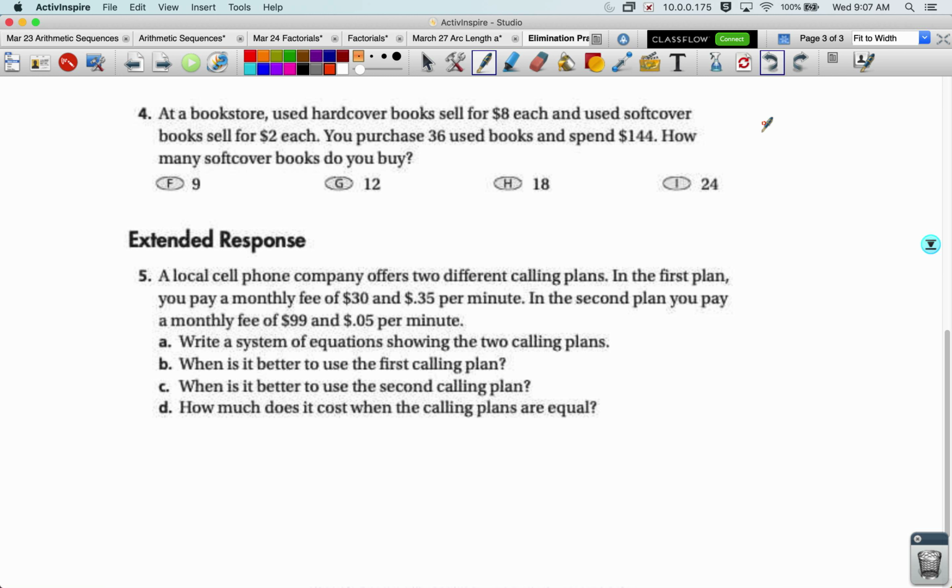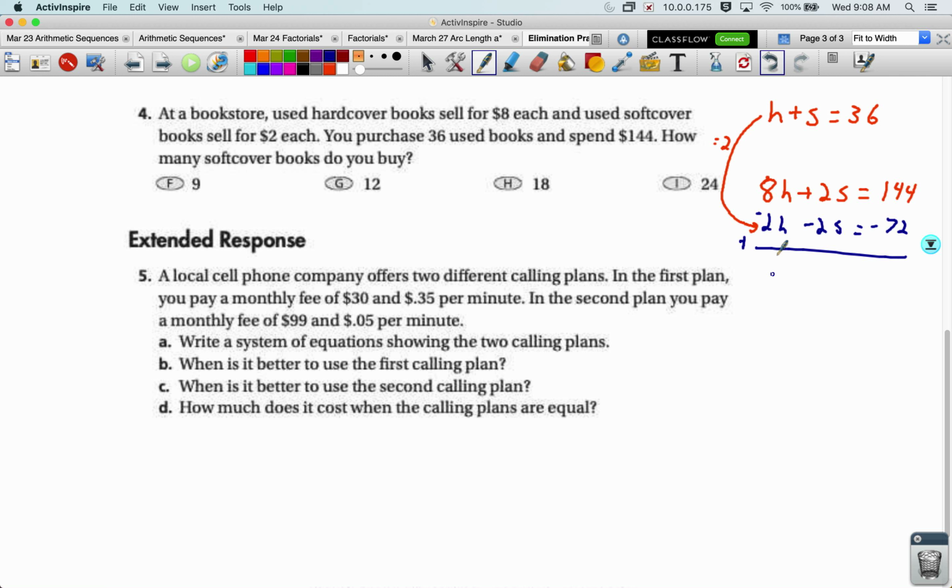And I'm going to write equations here. So if I bought 36 books, then the number of hardcovers plus the number of softcovers equals 36. But if I spent $144, then $8 for each hardcover, I'm getting that from right there, plus $2 for each softcover must equal 144. So now I've got my system. I could take this and multiply it by negative 2 to get my 0 pair, and I would get negative 2h minus 2s equals negative 72.